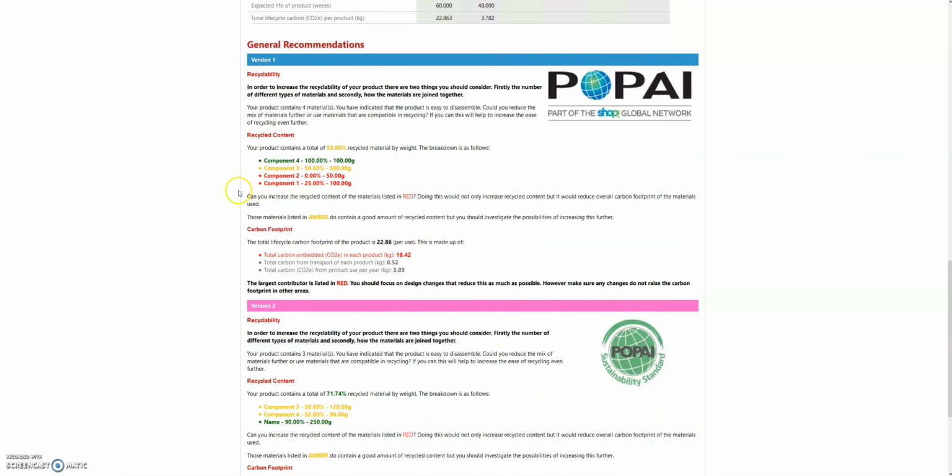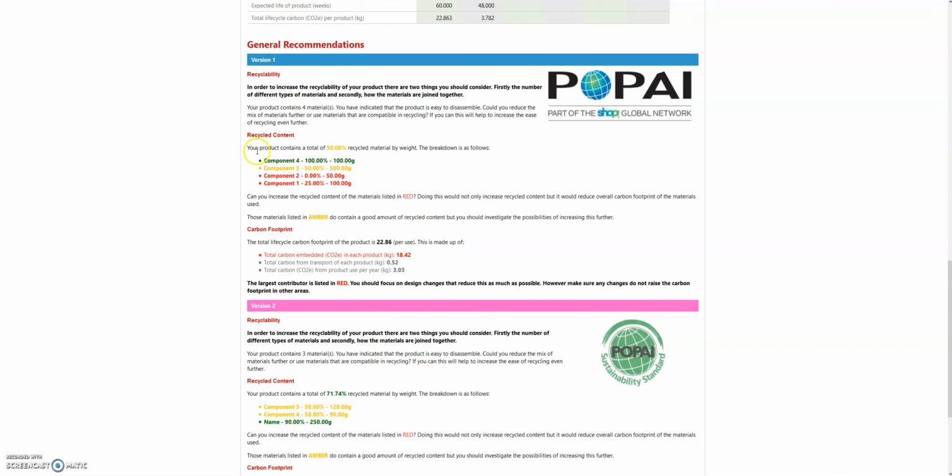And then a little further down, we have some very basic design advice. What this looks at are 3 issues: recyclability, recycled content, and carbon footprint, and it tries to highlight where your particular version is performing well and where it's performing not so great. So recyclability, the tool looks at the number of materials you have, and it says here the product contains 4 materials. You've indicated that the product is easy to disassemble. Could you reduce the mix of materials? So some basic advice is to try and make it more recyclable.